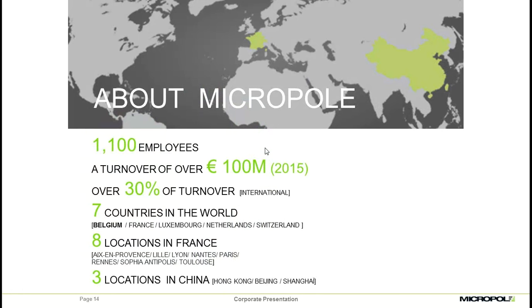Quickly about Micropole before we do the Q&A. We are an international group with 1,100 employees. In 2015, we had a consolidated revenue of just over 100 million euros. 30% of the turnover, because we're a French company, is international, so meaning Belgium as well. So there you see our locations where we are present.